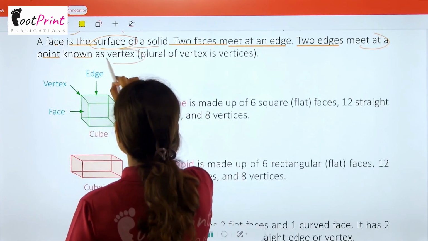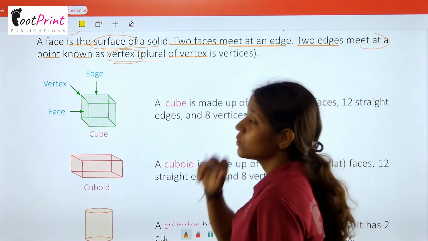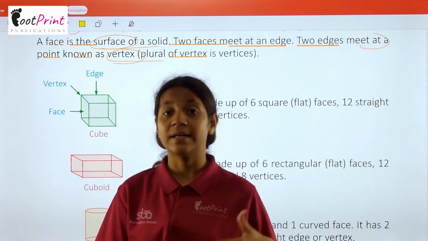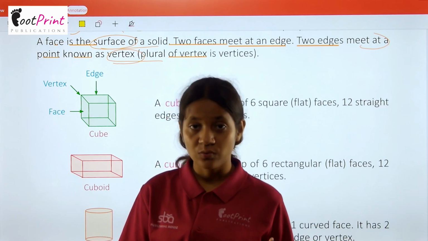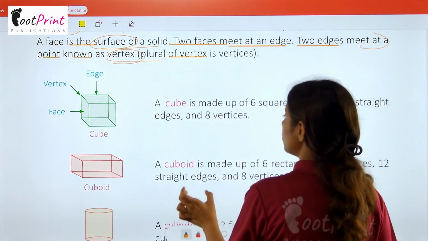Known as vertex. Plural of vertex is vertices. और अगर किसी shape में vertex बहुत सारे होंगे, that means plural of vertex, that is vertices. So we will say that the shape has vertices.